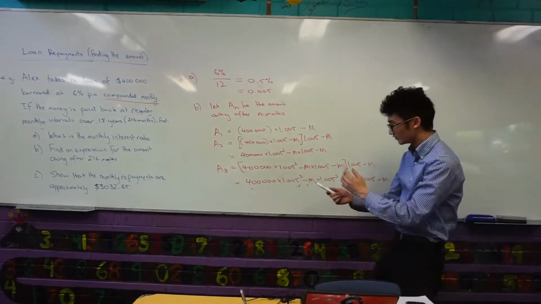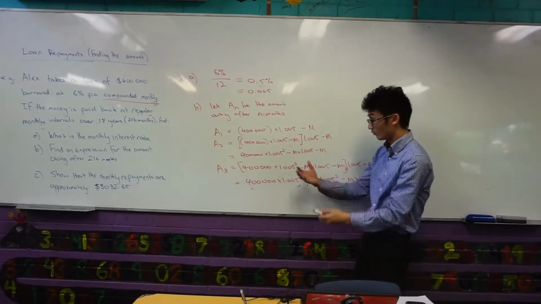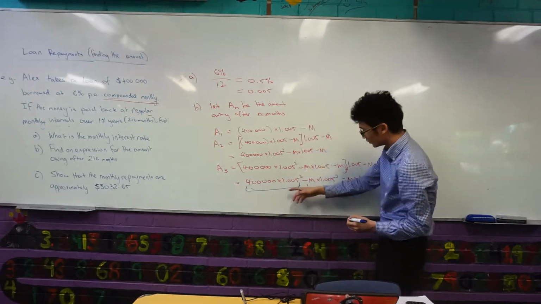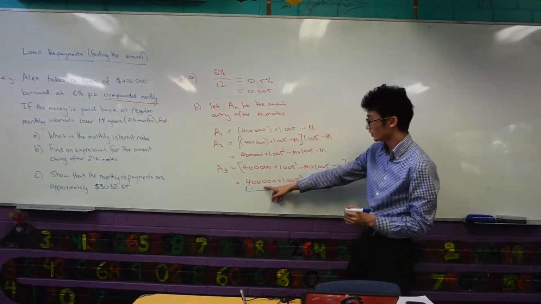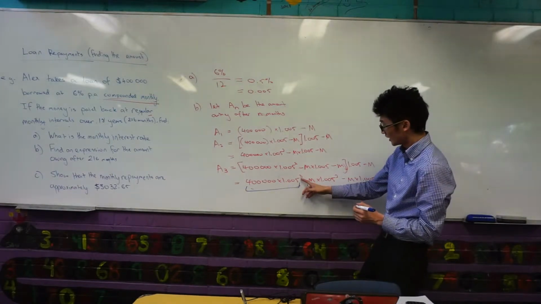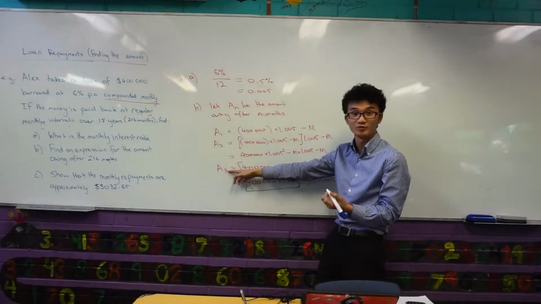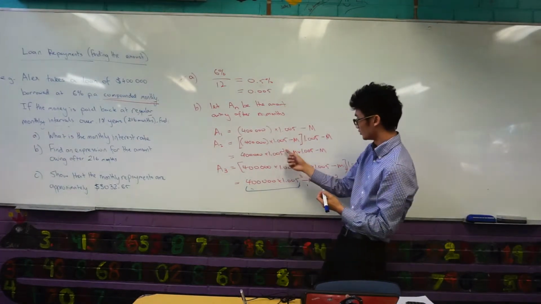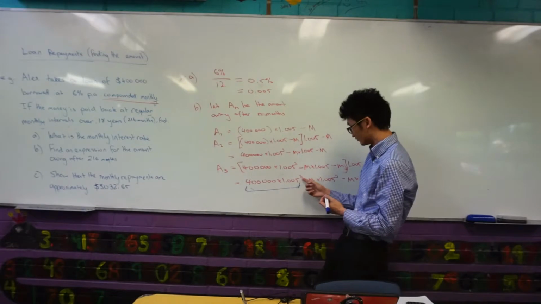Now that I've written out all these terms, it's really clear what pattern is emerging with this expression. For this part of the expression, all I'm doing is multiplying 400,000 by the monthly interest rate and raising it to the power of the installment that I'm making. So the first installment is raised to the power 1, the second installment to the power 2, the third installment to the power 3.